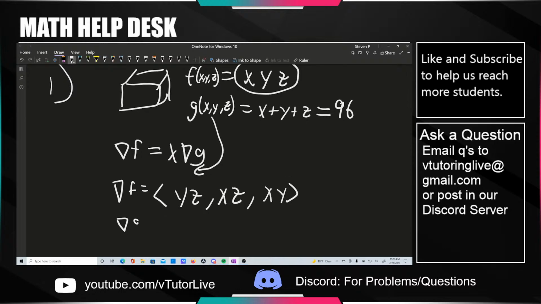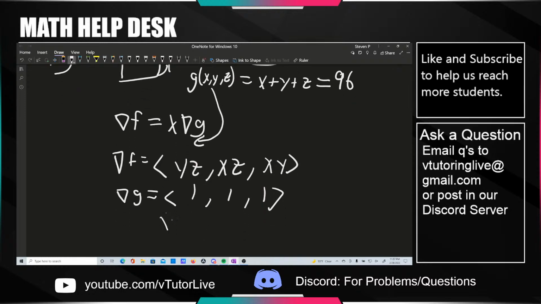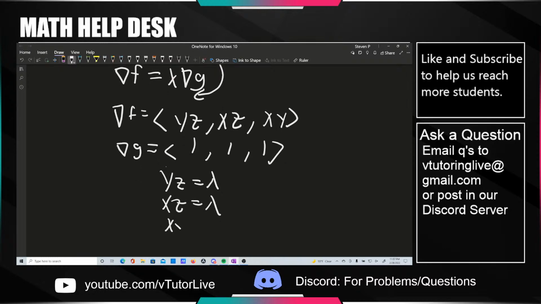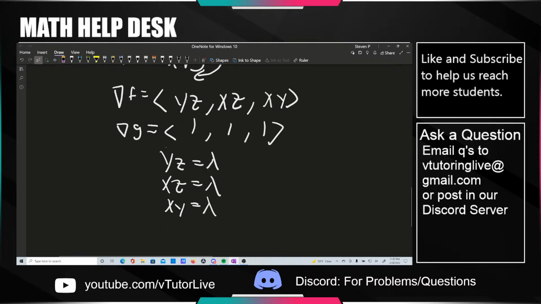Whereas del g, by the way, have you heard of the symbol? I call it del sometimes. It's a fairly common nickname, but don't be confused if you hear that. But this is just 1, 1, 1, right? Because these are just the partials of x plus y plus z. So this is basically saying yz is equal to lambda, xz is equal to lambda, xy is equal to lambda, and x plus y plus z is equal to 96. So far, so good?